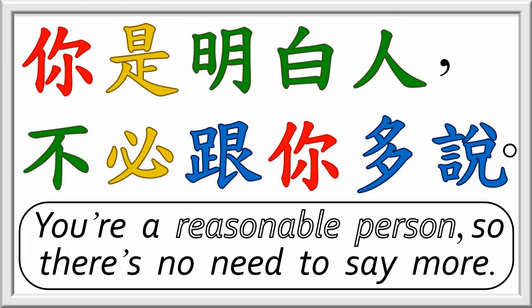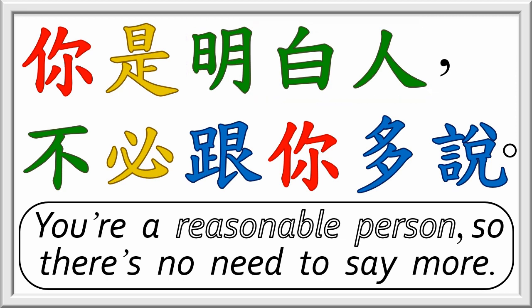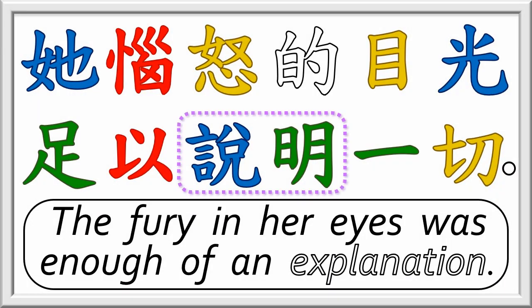明白人 is a reasonable, sensible person, literally someone who understands the situation. 你是明白人，不必跟你多说。You're a reasonable person, so there's no need to explain further. 说明 means to explain or to illustrate. 他恼怒的目光足以说明一切。The furious look in her eyes was sufficient to explain everything.